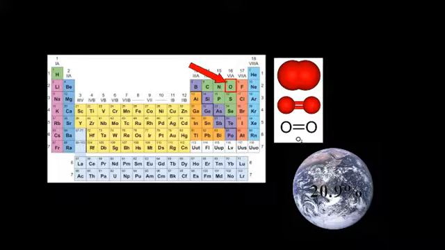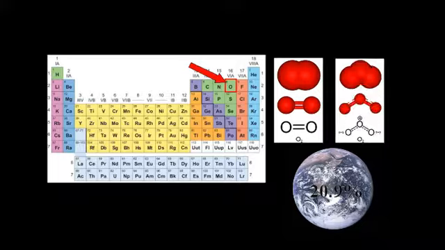Oxygen can also form ozone, O3, which is found in the ozone layer, protecting us on the ground from the harmful effects of ultraviolet radiation.